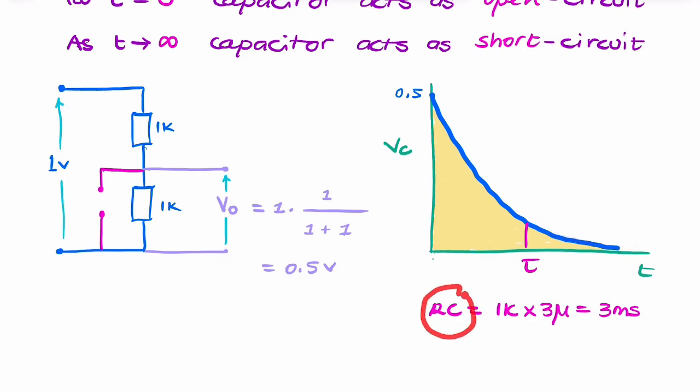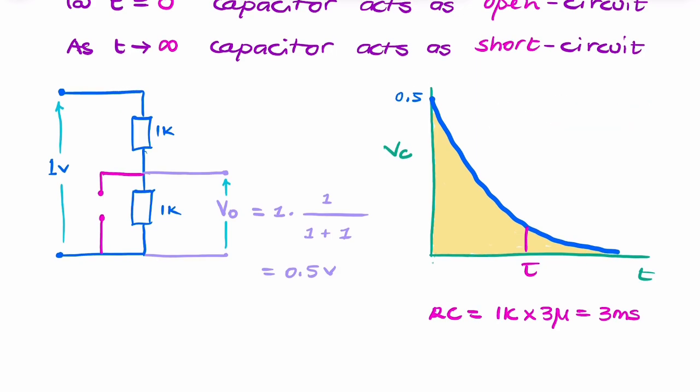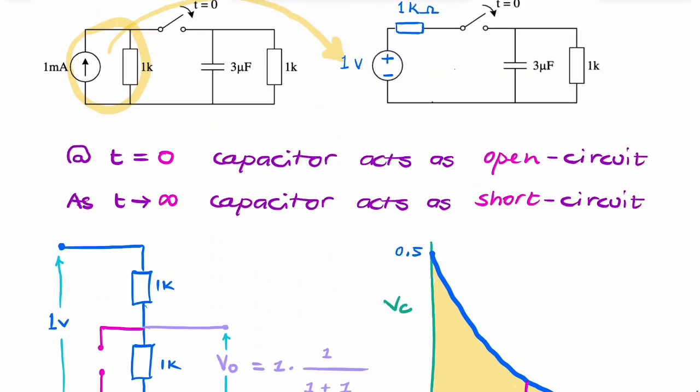And the time constant is simply the product of the resistance times the capacitance. In this case, it's 3 milliseconds. So at 3 milliseconds, the voltage will have reduced to 1 over e multiplied by 0.5 volt. So that's how you would deal with a question like this.